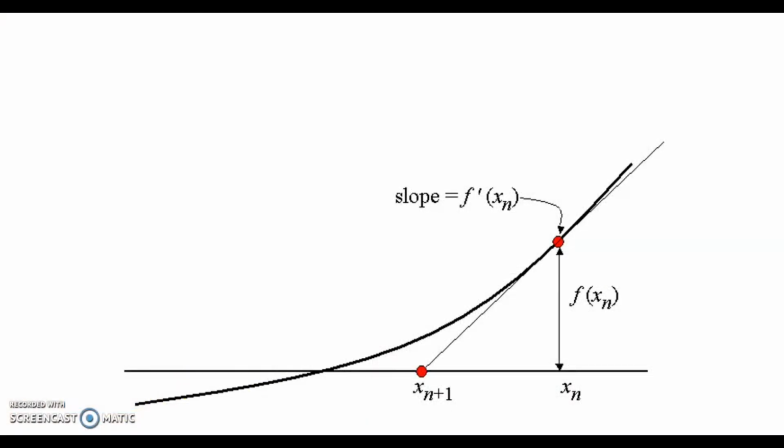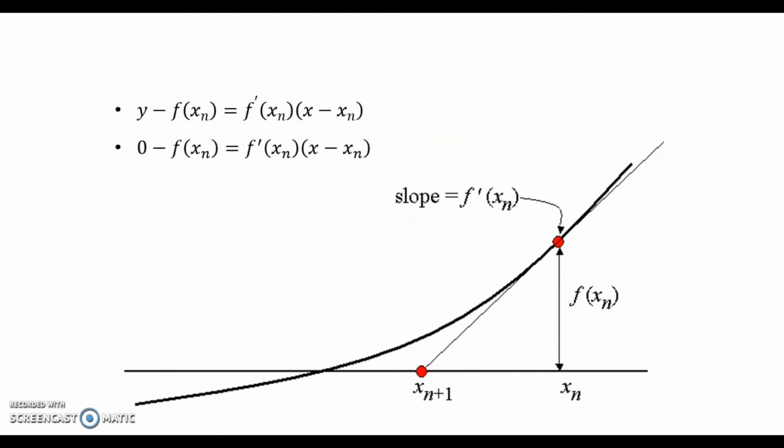Since we're taking the tangent line at xn, we can use this formula based on the general formula y minus y1 equals the slope multiplied by x minus x1. We want to find the x-intercept, so we set y equal to 0 and solve for x. If we simplify and make the equation applicable to any n, we get Newton's method.